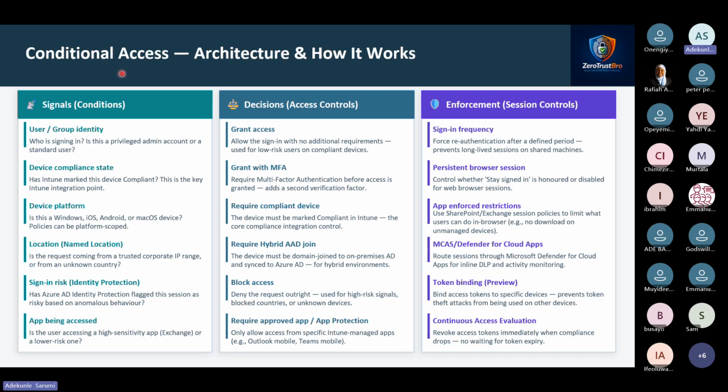And what are some of these conditions? They can also be called signals. Some of these conditions involve the user and group identity. It checks who is signing in. Is this a privileged admin account or a standard user? For example, if a particular resource is only supposed to be accessed by a privileged admin account and a standard user tries to go to that URL, it checks, and based on the condition set, it either grants or blocks access to that resource.